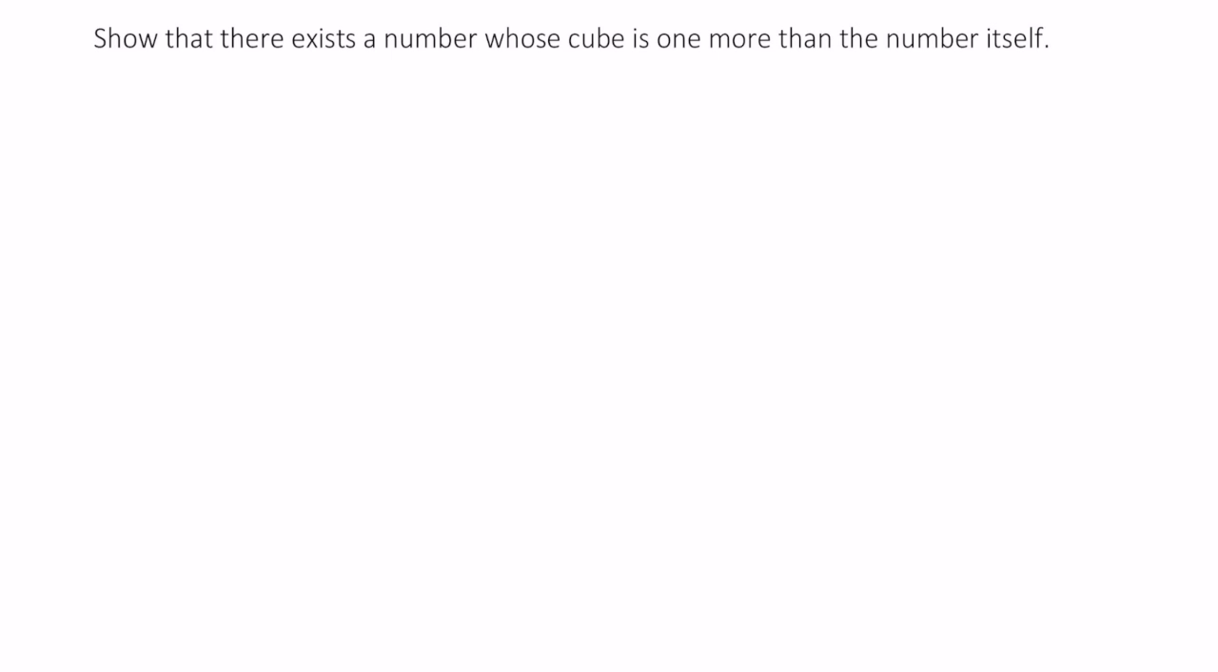Welcome. In this video, we're going to show there exists a number whose cube is one more than the number itself, and we're going to use that with the intermediate value theorem. So let's just name our number. Let's say our number is x. Now, I don't have to find an actual numerical value for x. I just have to show that it exists, that it's out there.